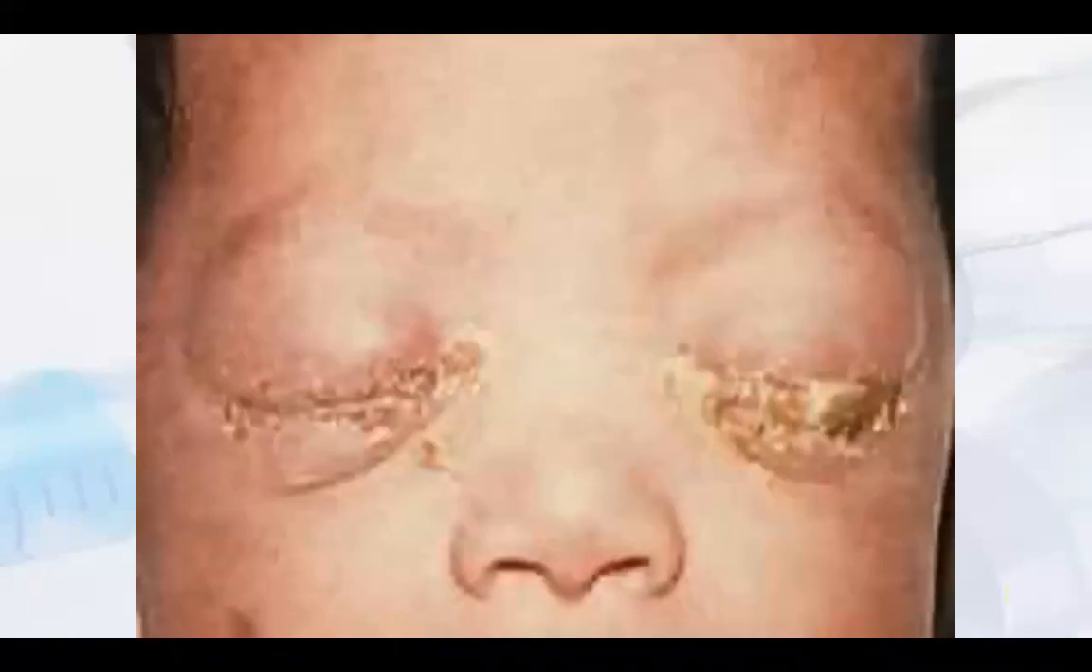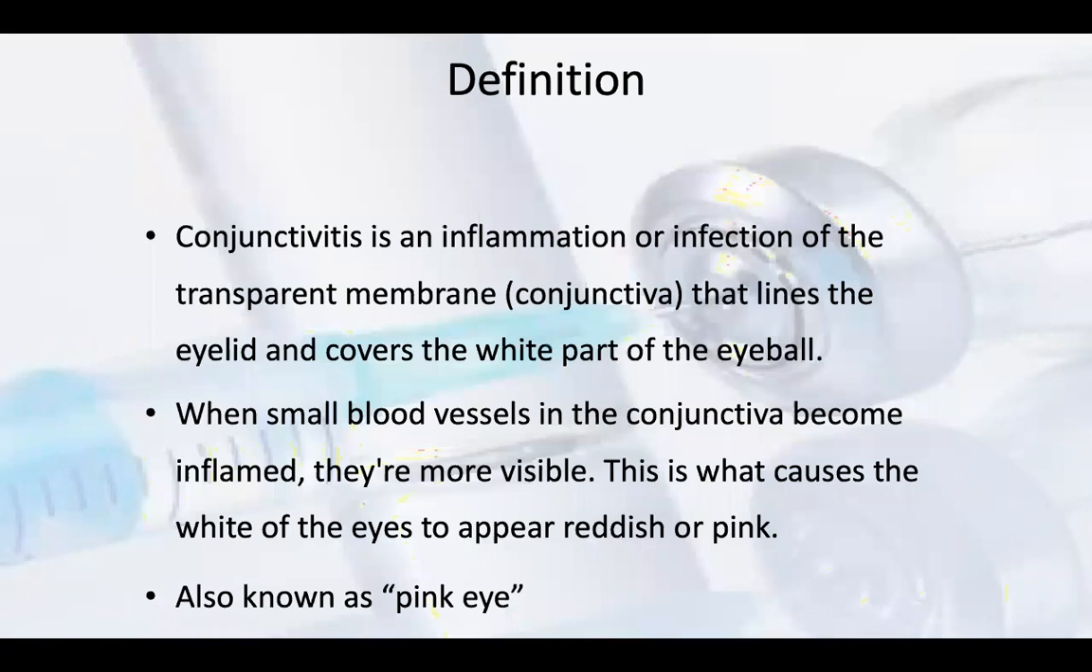Newborns also have conjunctivitis. Their eyes are closed, and in the morning when they open, the eyelids are stuck together. It's also an example of conjunctivitis. So what is conjunctivitis? How is the definition of conjunctivitis?